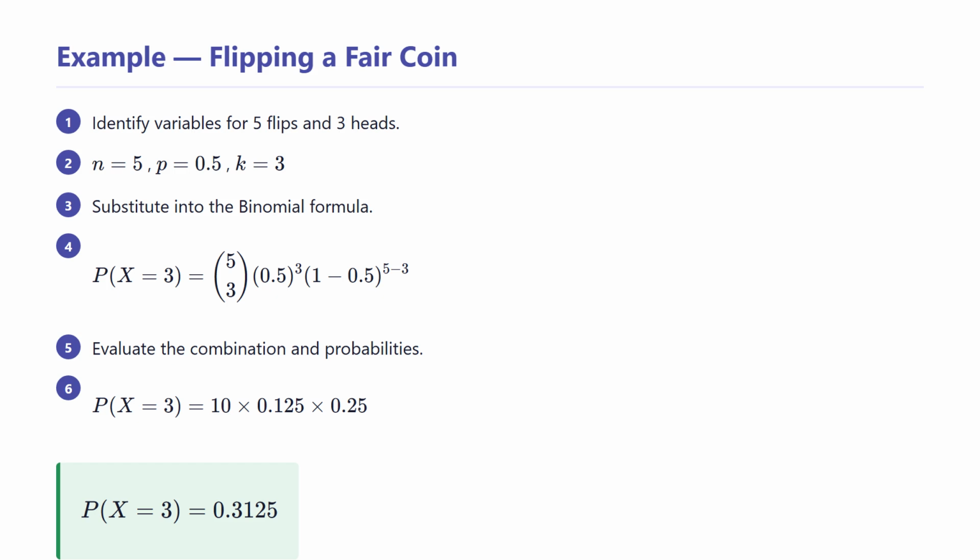The combination term evaluates to 10, meaning there are 10 different sequences that give 3 heads. We multiply this by the probability of 3 heads and 2 tails. The final result is 0.3125. Physically, this means if you repeat this 5-flip experiment thousands of times, you will get exactly 3 heads in about 31% of them.